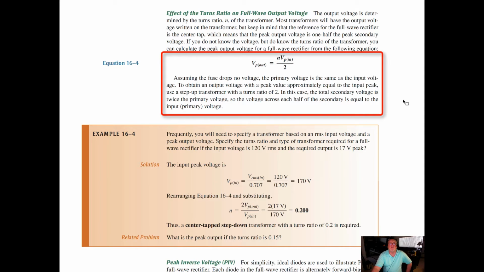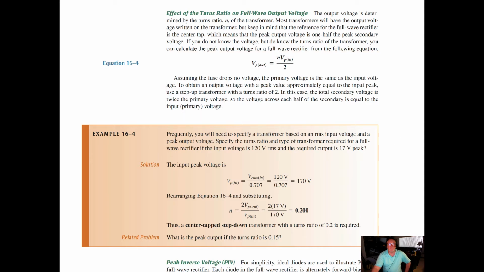To obtain an output voltage with a peak value approximately equal to the input peak, use a step-up transformer with a turns ratio of 2. In this case, the total secondary voltage is twice the primary voltage, so the voltage across each half of the secondary is equal to the input, or the primary voltage. So let's look at an example.